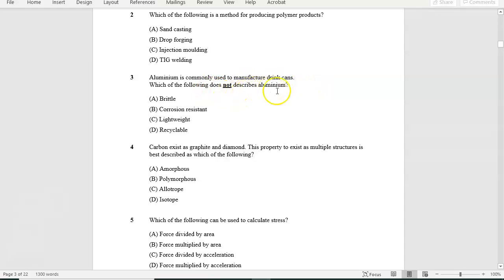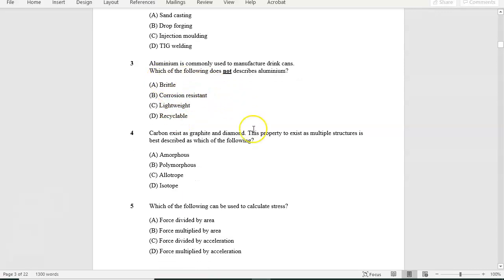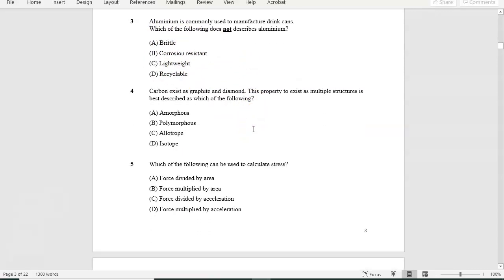Which of the following does not describe aluminium? So aluminium is corrosion resistant, it's lightweight and recyclable. It is not generally considered to be brittle. Now, if you had a question like this next year, I'm saying this to the YouTube people, that it's all relative. Aluminium might be considered more brittle than other materials, let's say compared to lead. But generally speaking, as an engineering property, we would not consider aluminium to be a brittle material.